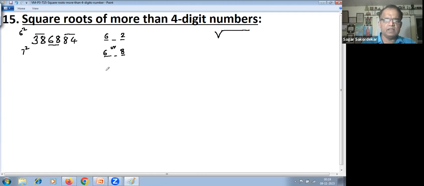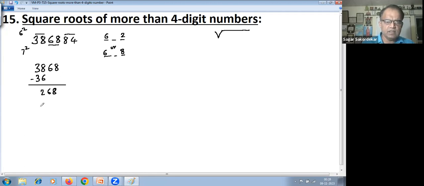So only the middle digit is left. To calculate the middle digit, take the first two groups, that is 3, 8 and 6, 8, take the square of the first digit and subtract it from the first group, only from this. So 8 minus 6 is 2. Then take the other two digits.